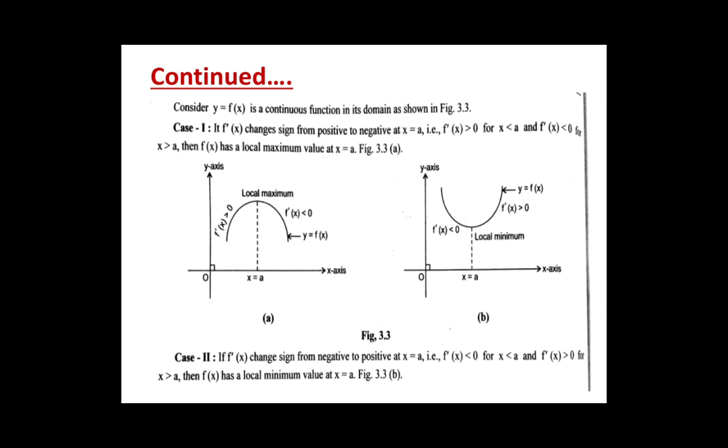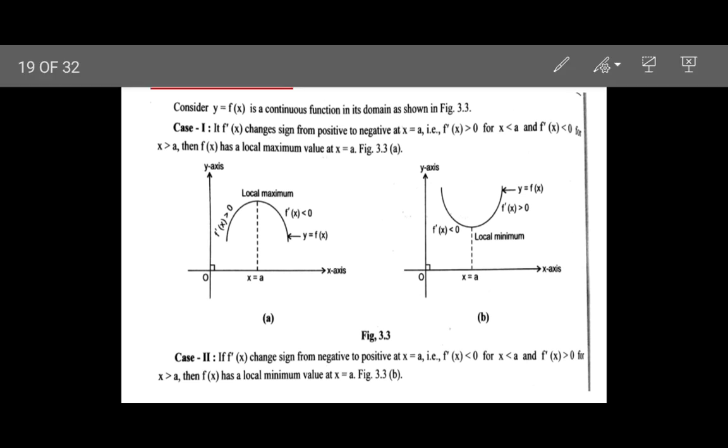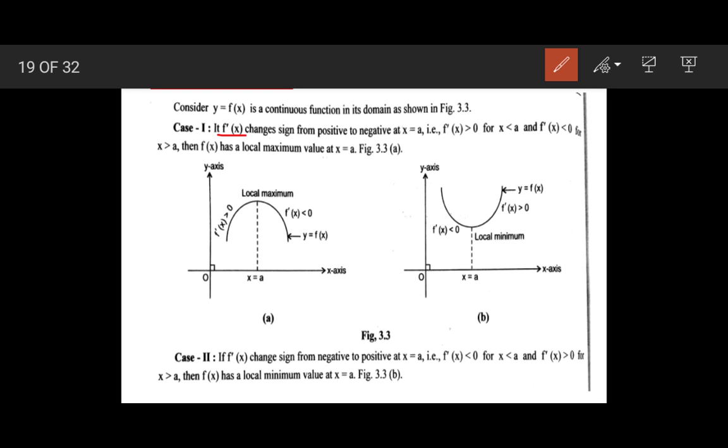So see case 1. In case 1, f dash x changes sign from positive to negative at x equal to a, that is, f dash x is greater than 0 for x less than a and f dash x is less than 0 for x greater than a. Then f of x has a local maximum value at x equal to a. So when x equal to a, we get a maximum value.